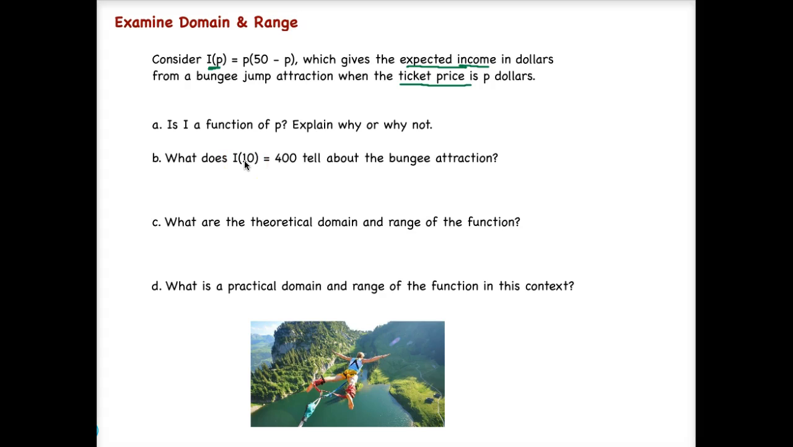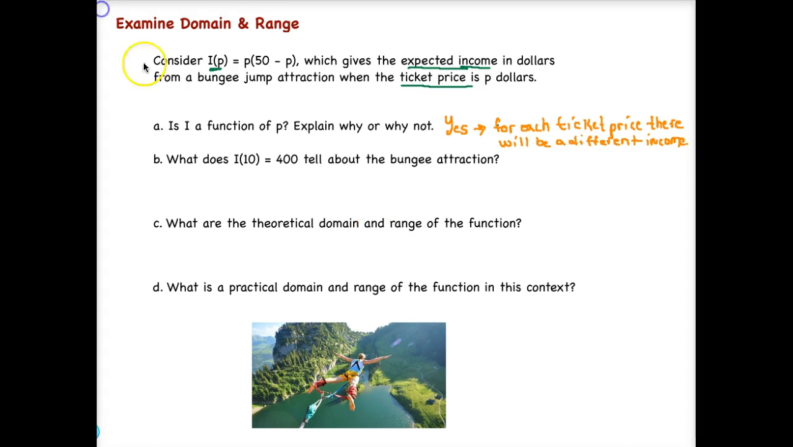Remember from our previous lesson that a function is a function if we have an input that has exactly one output. So in this problem, if we put in a price, we should only get one income. We should not get two. And this makes sense. So if we want to explain why or why not, we would then say that, yes, because for each ticket price, there will be a different income.